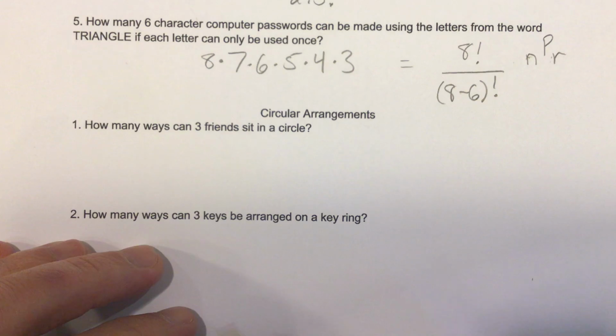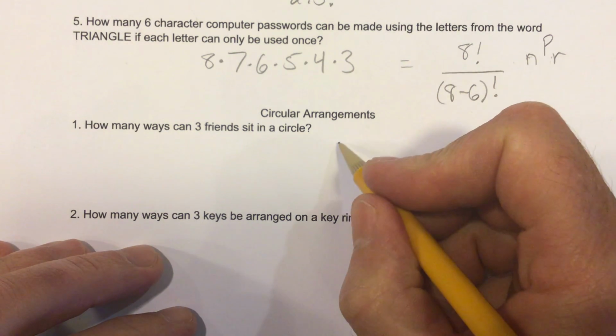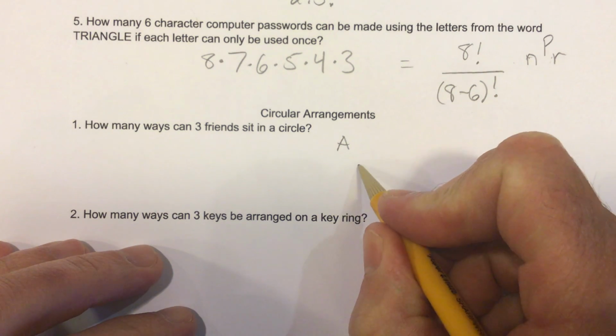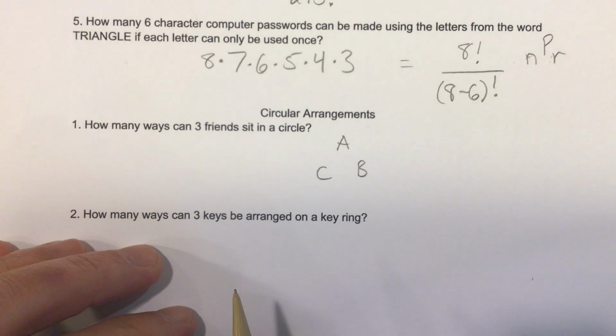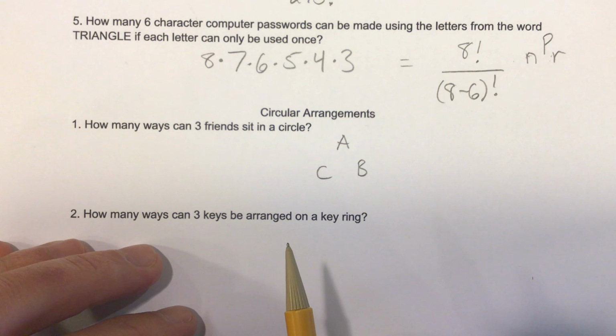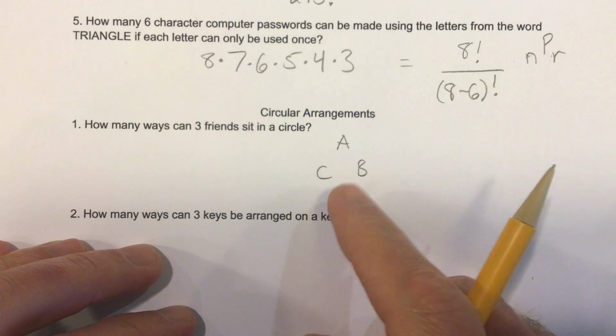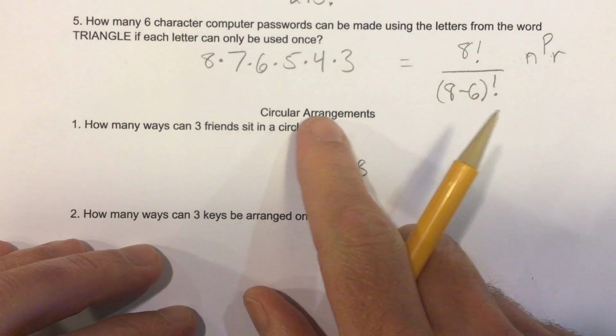Well, let's call them A, B, and C. So A, B, C, right? Say that's my circle. Well, at first, you might want to say, oh, 3 factorial, just like everything else, right? Because I don't have any replacement here. So once one person chooses a seat, sits down, there's 2 left, and then so on. But there's a bit of an issue here with circular.